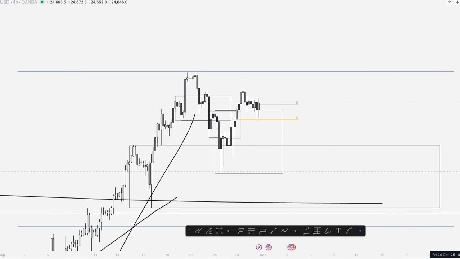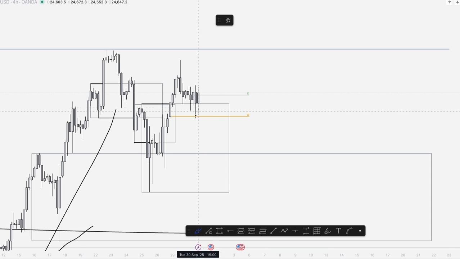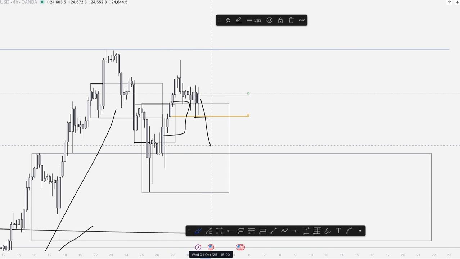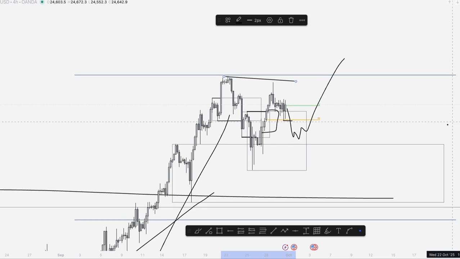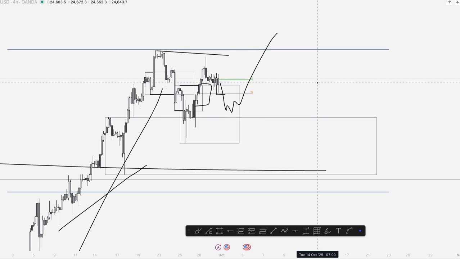So for now, I would maybe look for this low to get taken out because in this move down, there's no liquidity. This low gets taken out, then I wait for a fractal change of character and then maybe go long and take out this liquidity high. Yeah. This would be my Nasdaq trade breakdown.